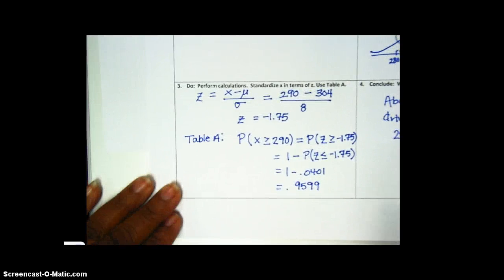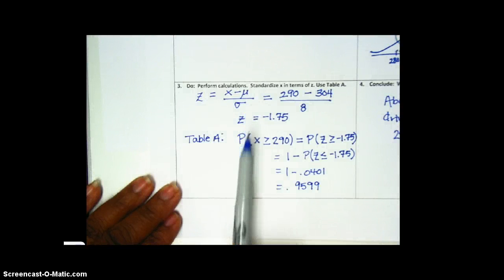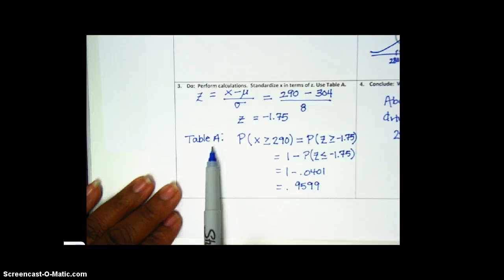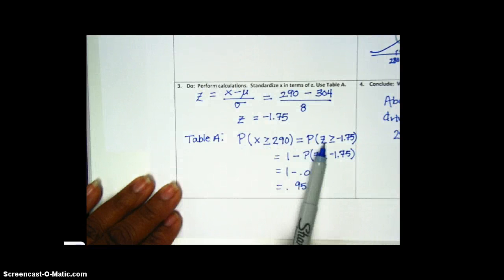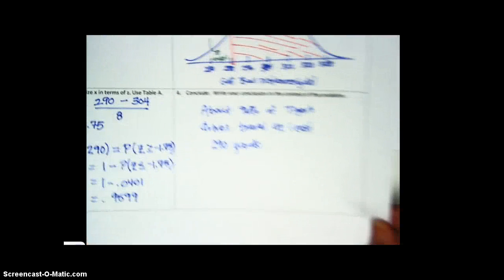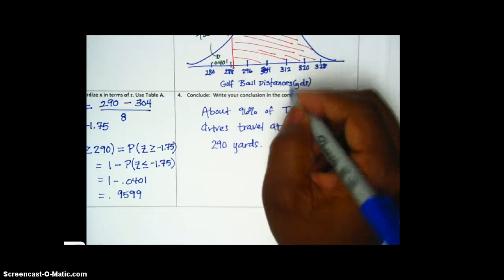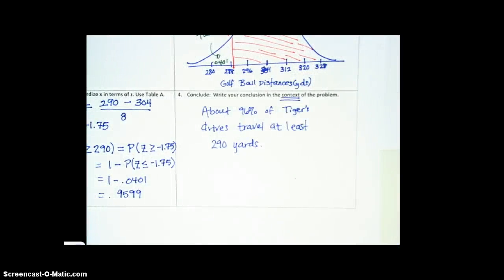Do: calculate the z-score, including showing the formula. Use Table A in the way that we described to find the probability that you're looking for. Again, probability, area, percent, proportion are all synonymous when it comes to the normal curve. And then lastly, conclude. Answer the question that was asked, paying attention to context.